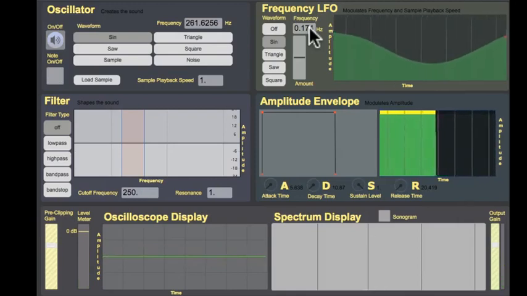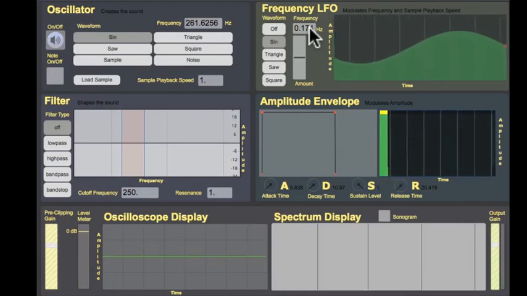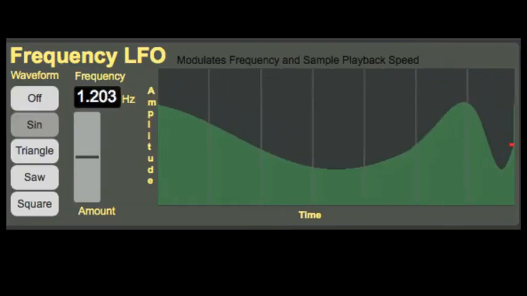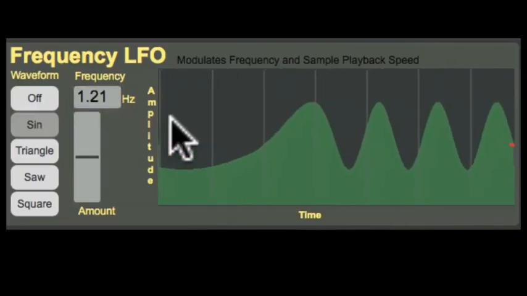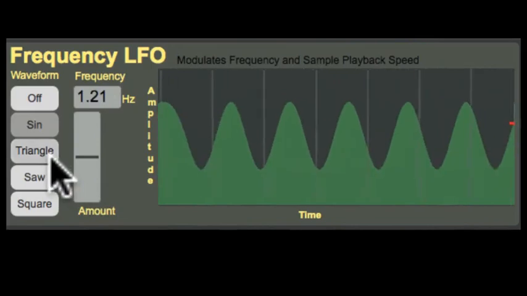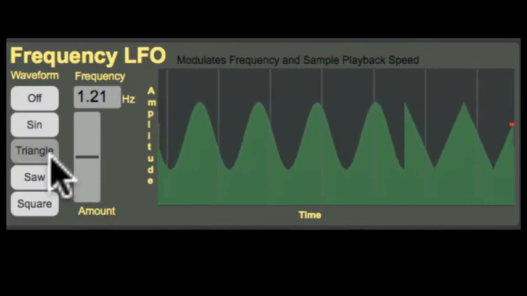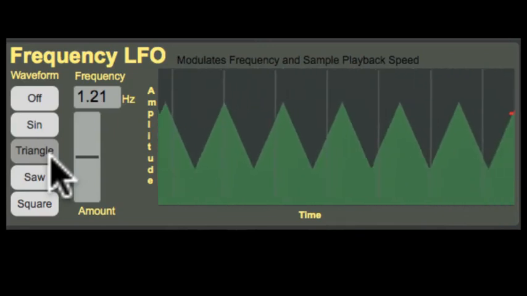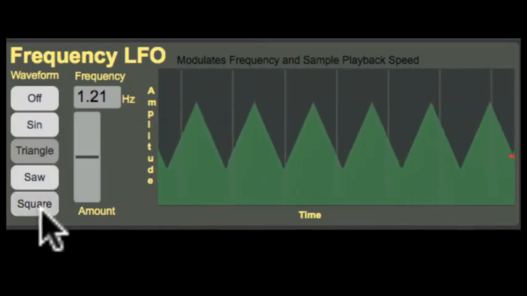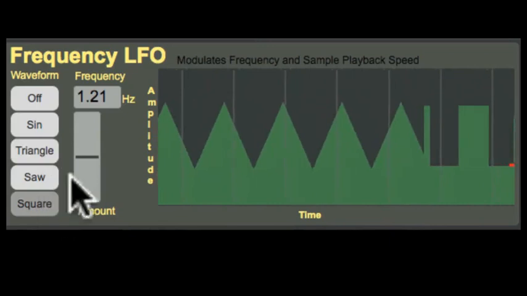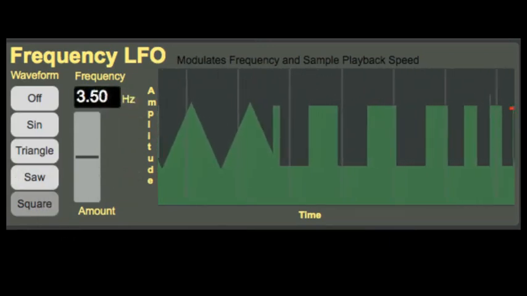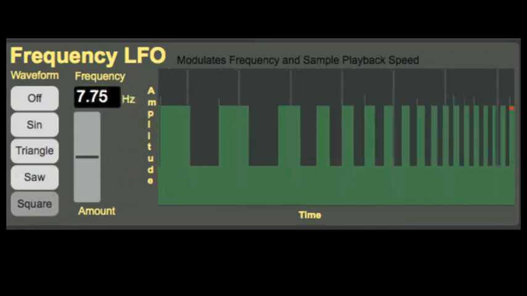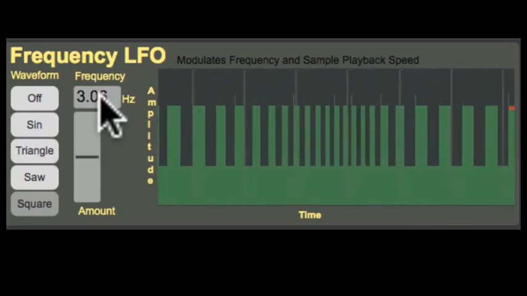Now, like typical oscillators, we have a variety of wave shapes that we can use. So I am using a sine wave, but I can switch to triangle to get a more linear back and forth. And if I wanted to get something that was like a trill, I could use square wave and speed that up. And we get trill-like sounds.